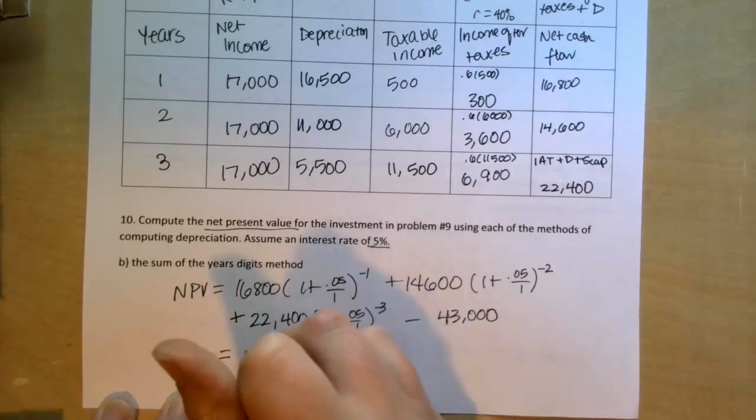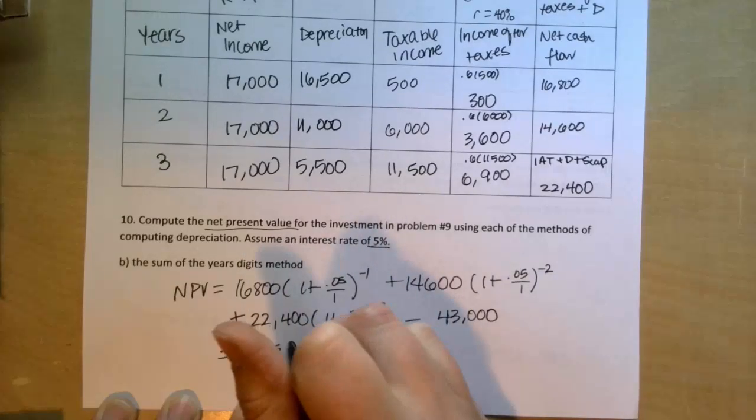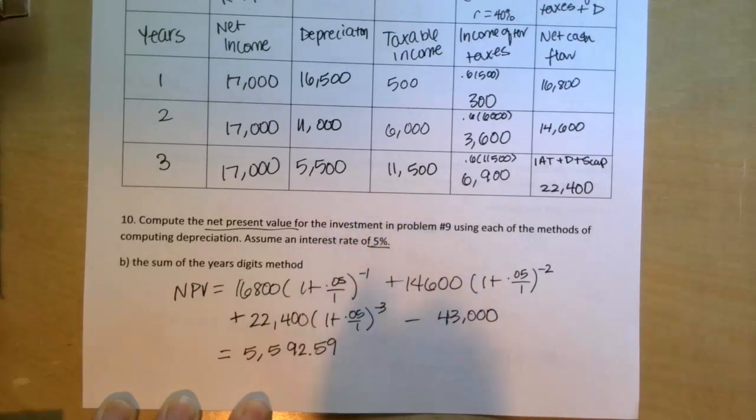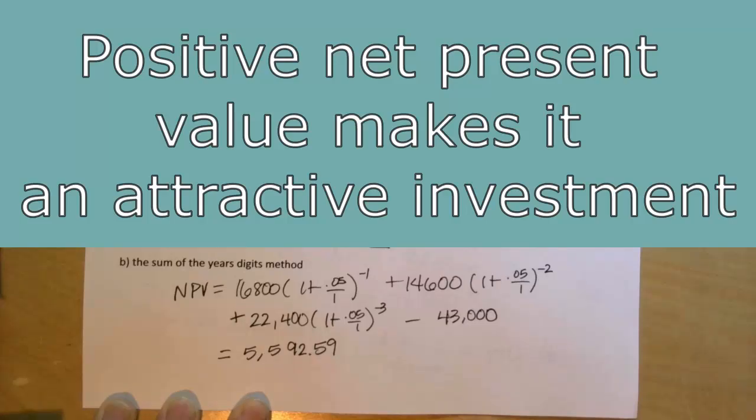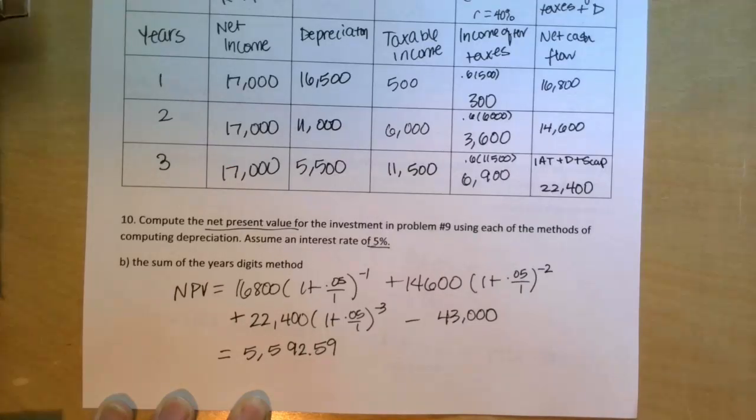And this time it would be 5,592 and 59 cents, which is different than what we had before, but in the same ballpark. So last time it was 5,397.80, so it's just short of 200 more this time.